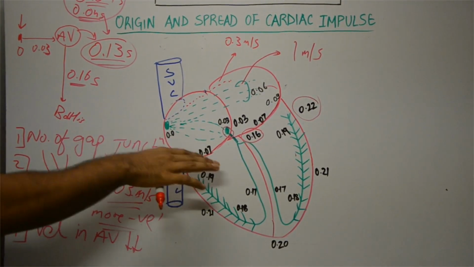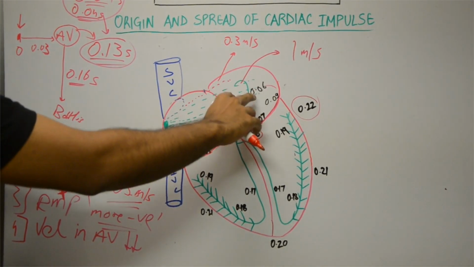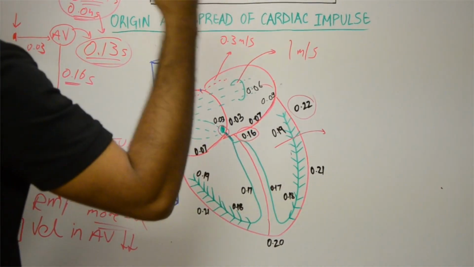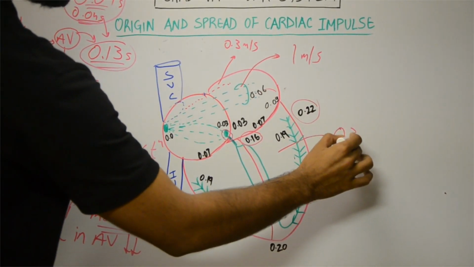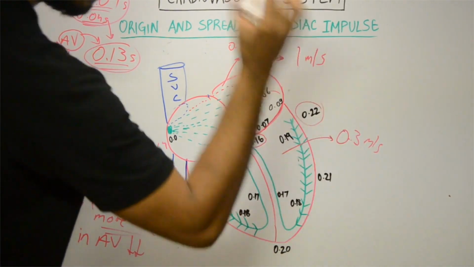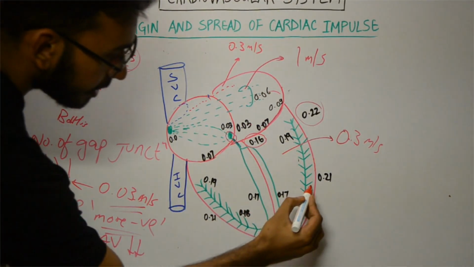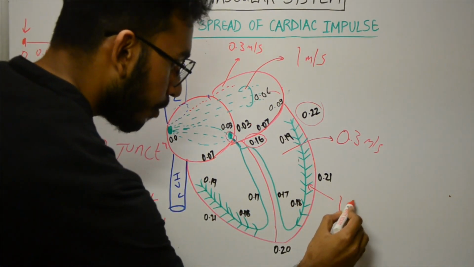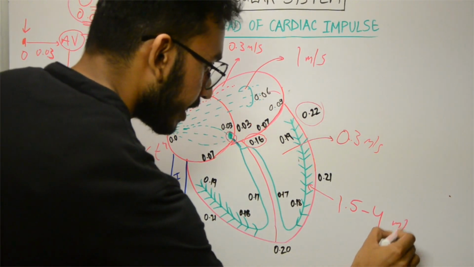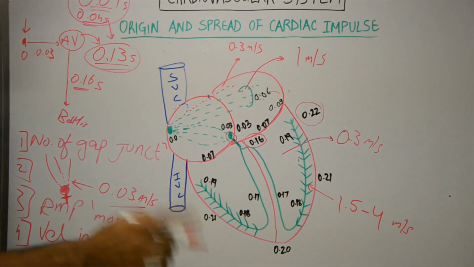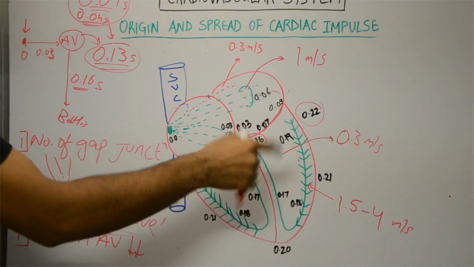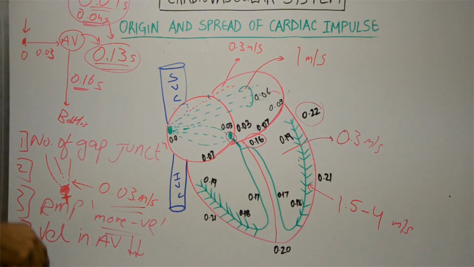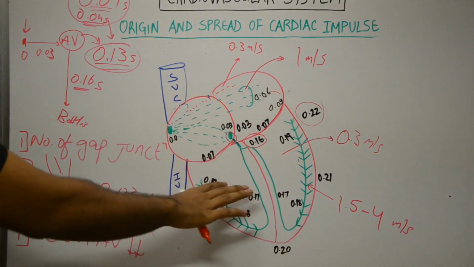Okay, so we've seen the 2 conduction velocities here. Now just for your information, in the ventricular musculature also, the conduction velocity is about 0.3 meters per second. And in the Purkinje fibers, the conduction velocity is the maximum, about 1.5 to 4 meters per second. So the conduction velocity of the impulse is maximum in the Purkinje fibers. Okay, so this is the spread of the impulse.